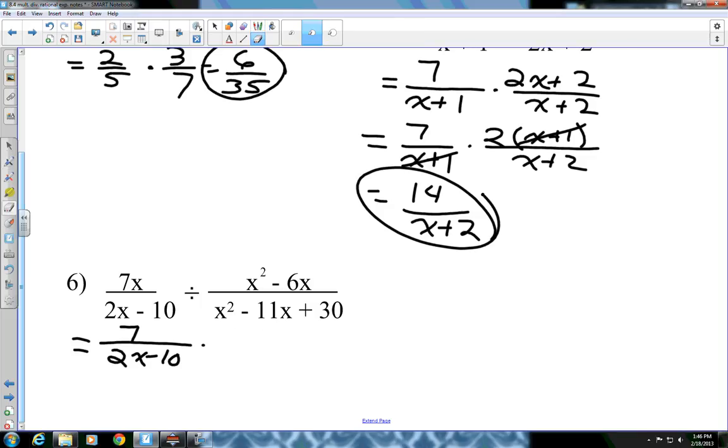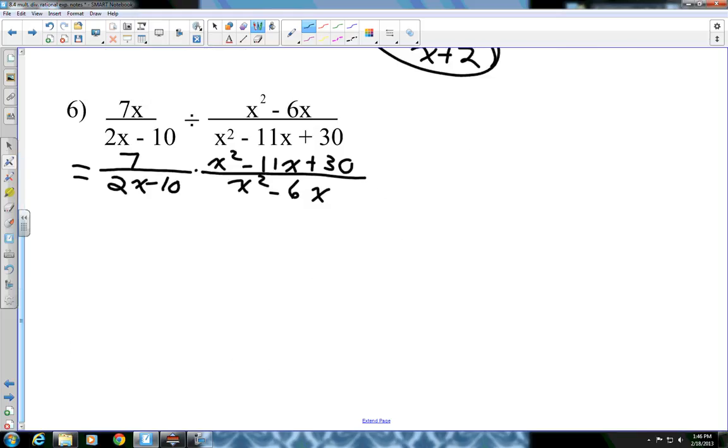I get it flipped. X squared minus 11x plus 30. I think they're forgetting the half. Okay? Now, you forgot yours. What did I forget? The x. Oh. Where? Oh, yes, here we go.